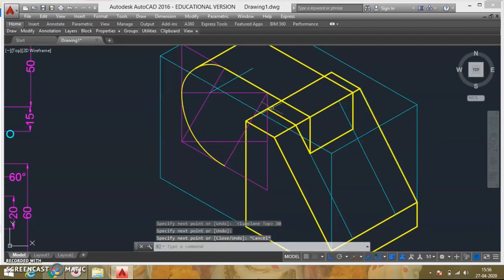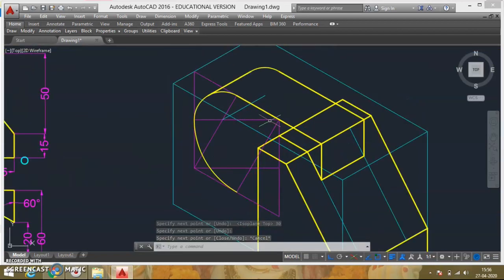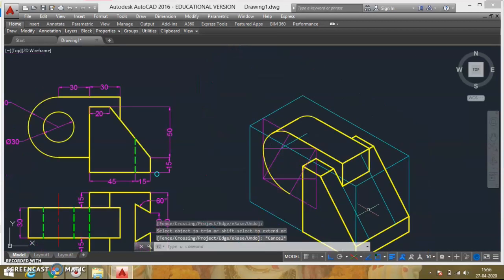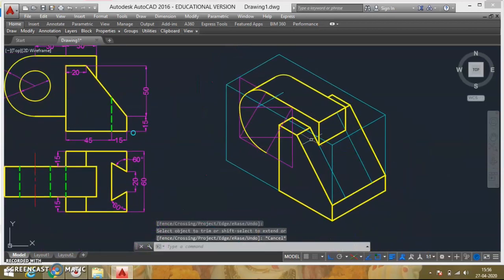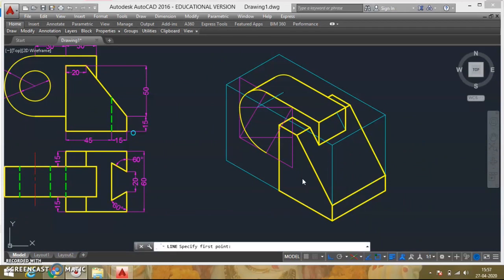Once it is done, the inner portion of the slot you can just erase. So this I can erase, this I can erase, even this I can erase. So like this will be visible. So this slot is going to come like this. Now you have to extend this line also from here to here. So this will get complete.